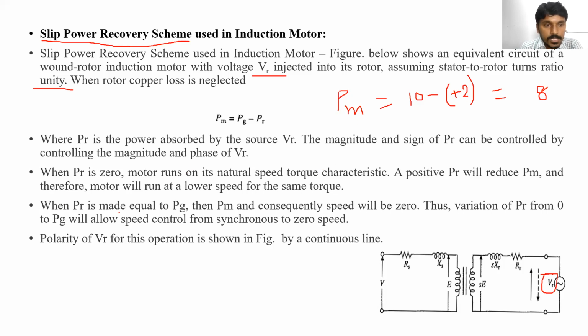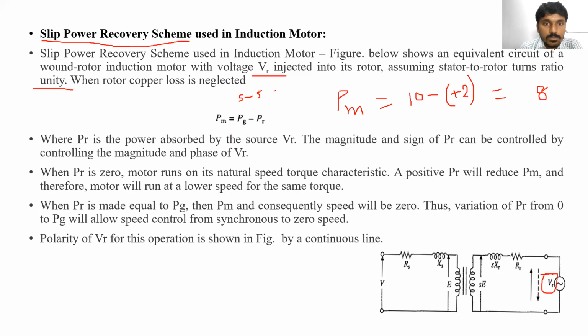Next, when PR is made equal to PG, what will happen? The mechanical power becomes zero. For example, if PG is 5 and PR is also 5, both are equal.